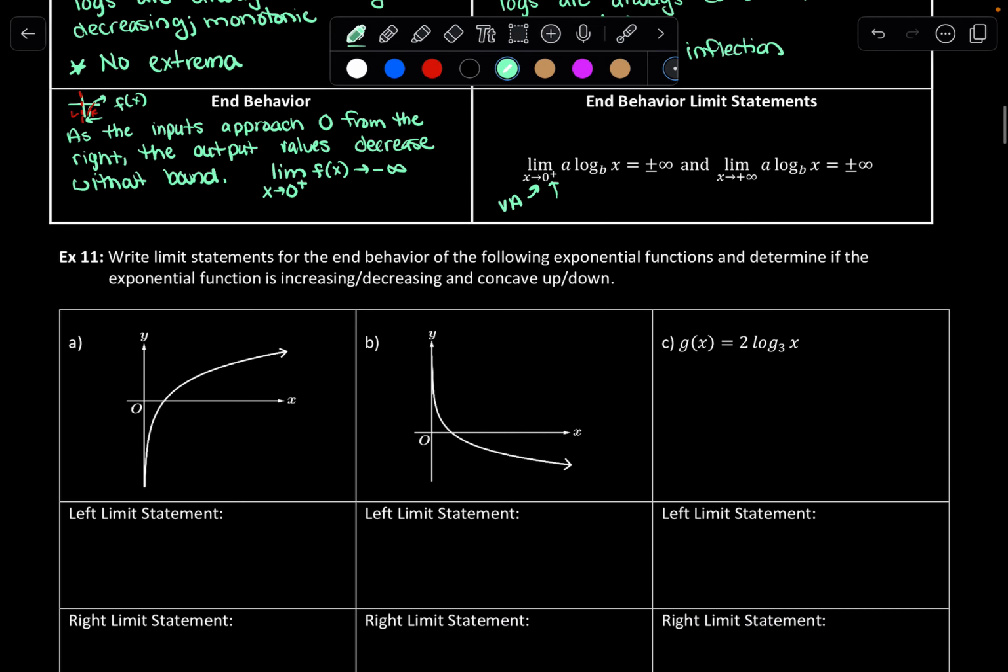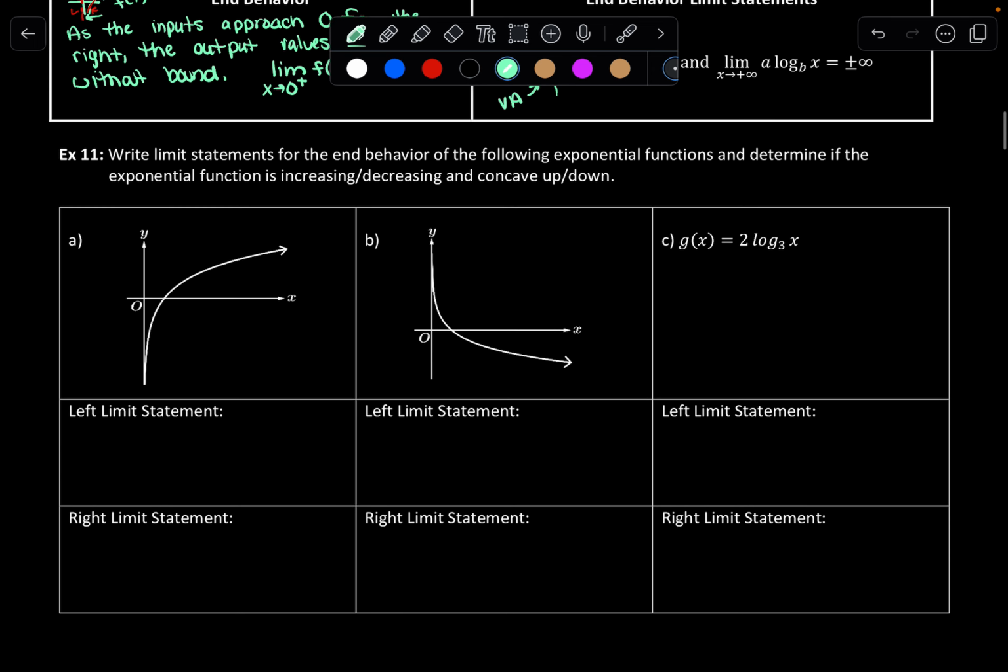Okay, so now we have 3 examples. It says write the limit statements for the end behavior of the following exponential functions, and determine if the function is increasing, decreasing, and concave down or up.